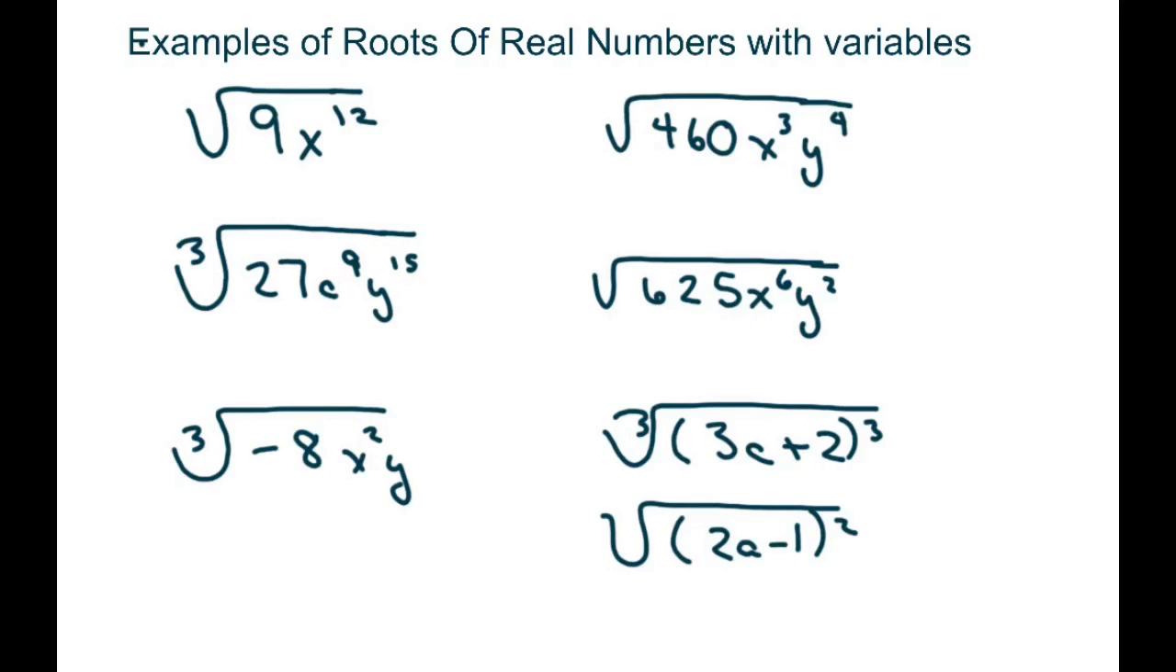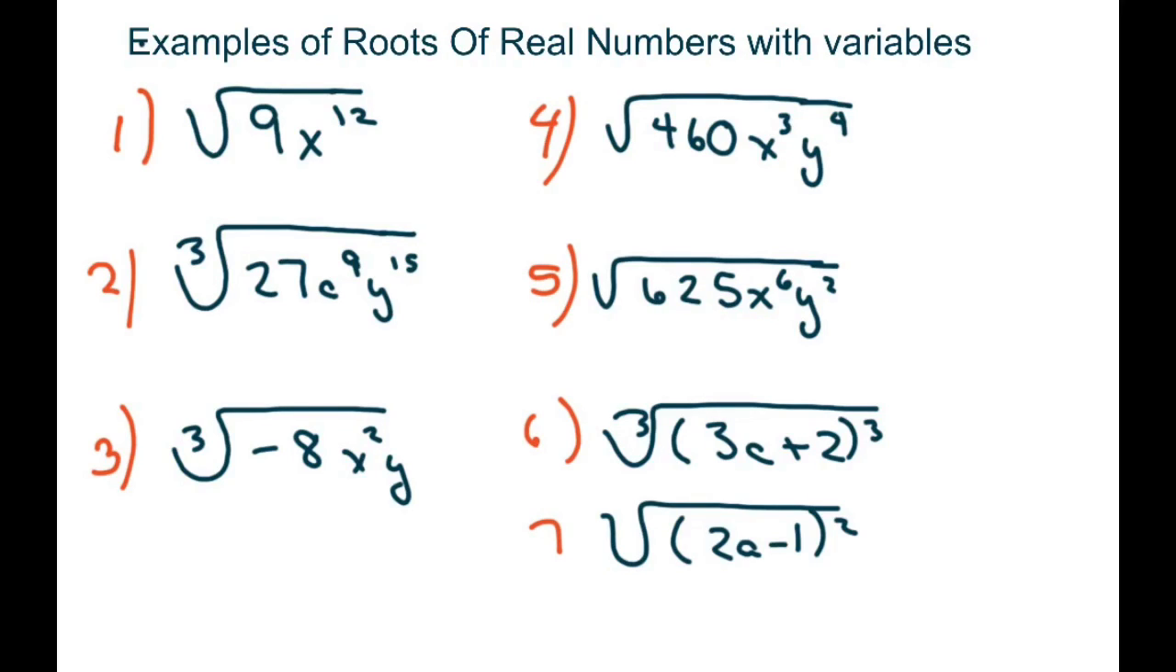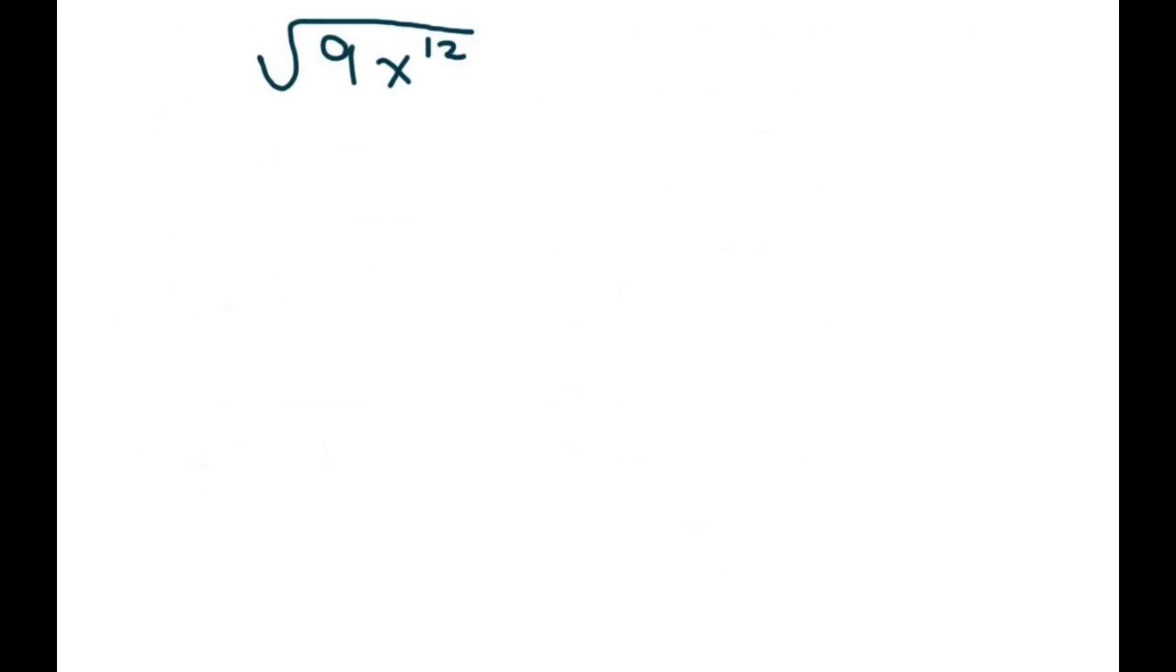Let's do examples of roots of numbers with variables. These are the 7 problems I'm going to do, and if you're looking for one in particular, you can skip through the slides. This will be number 1, number 2, number 3, 4, 5, 6, and 7. Alright, to get started, we're going to work on this one.